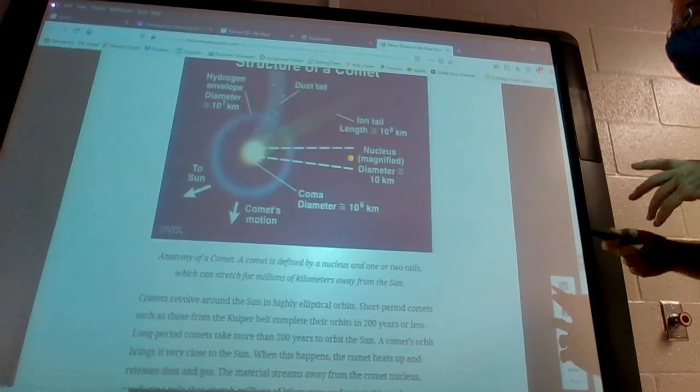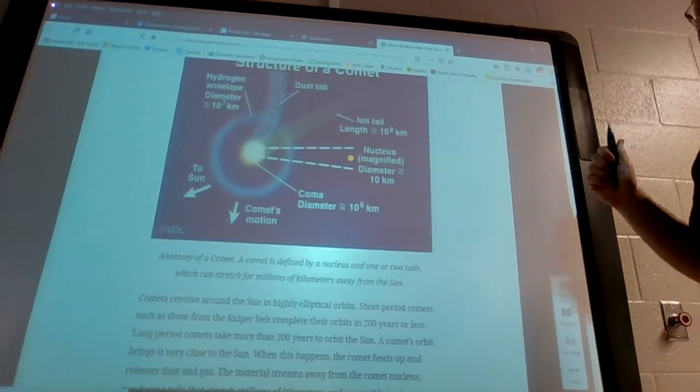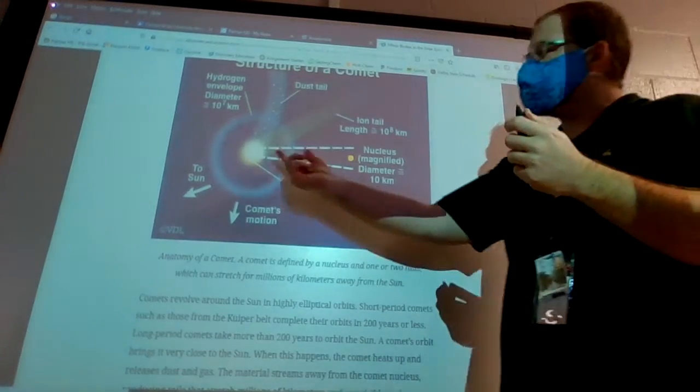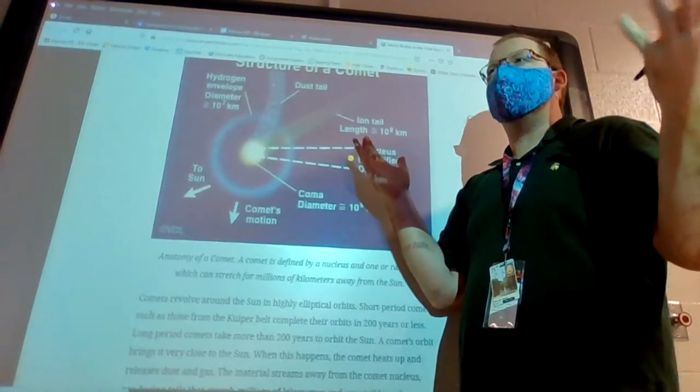How big are they? It depends on the comet. Some of them are really, really big. Once they get really small, because they kind of get heated up every time they go towards the sun, they probably don't last for very long.